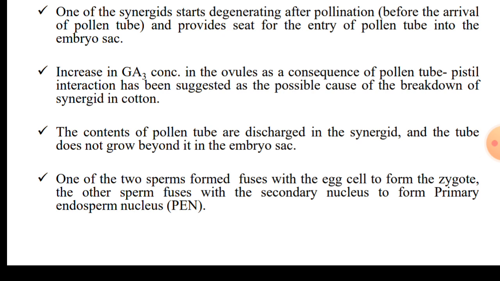One of the two sperms fuses with the egg cell to form the zygote. The other sperm fuses with the secondary nucleus to form primary endosperm nucleus. The zygote develops to form the embryo and the primary endosperm nucleus develops to form endosperm.